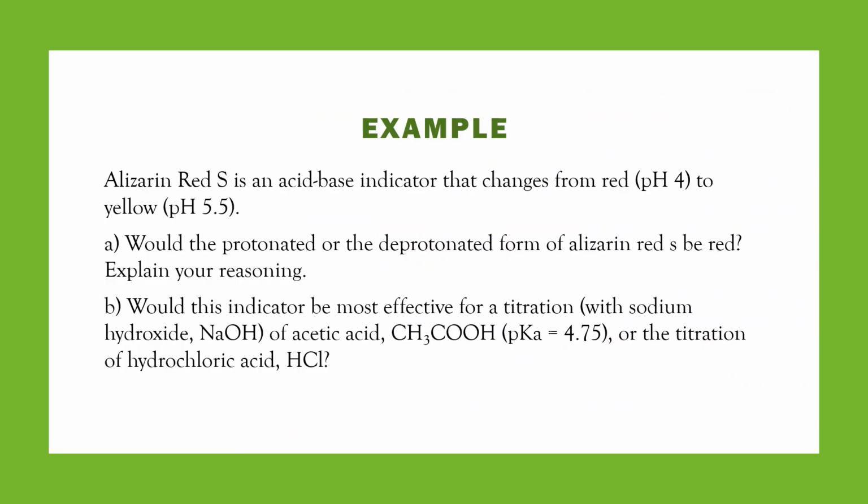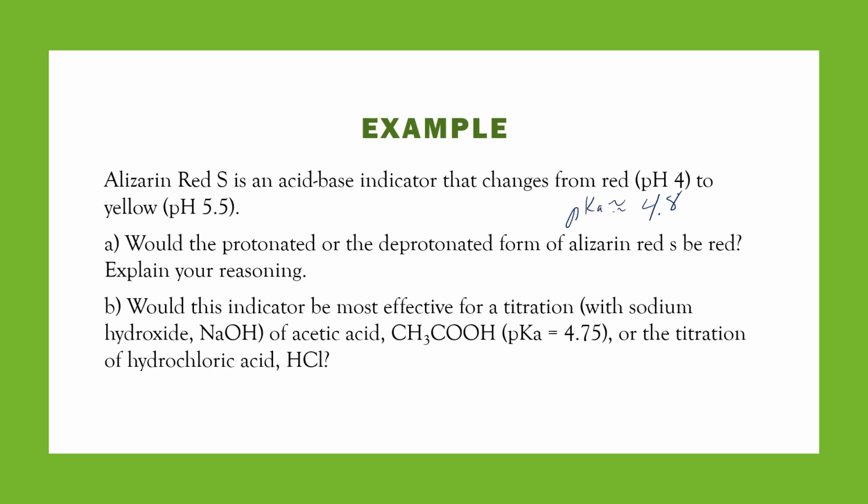Okay, so here's an example. We have this indicator, alizarin red. It's an acid-base indicator. It changes from red at pH 4 to yellow at pH 5.5. And so its pKa is going to be kind of right in the middle of that, kind of like 4.75, 4.8 is about the pKa.